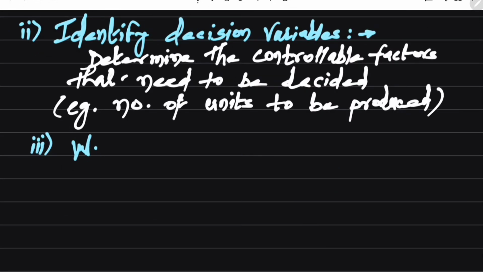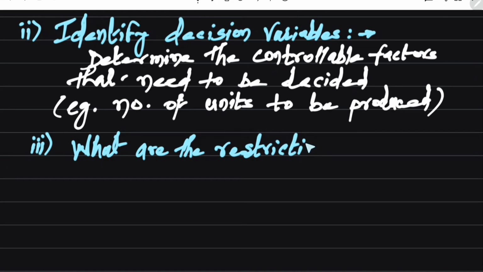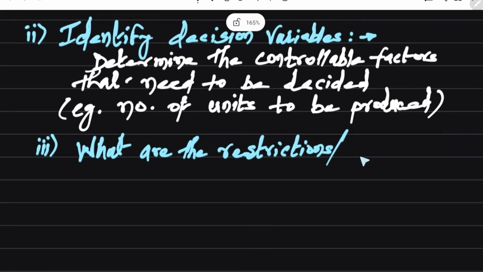Third point, what are the restrictions or constraints on the variables?